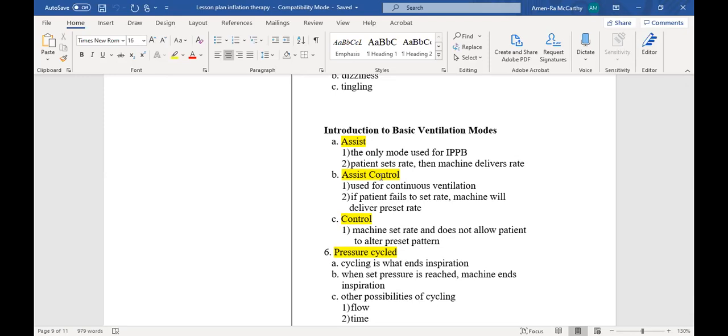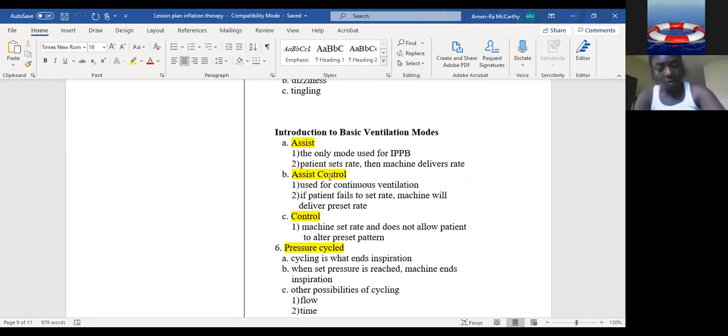So when you're sucking on the machine, either it's the IPPB machine that you're using, a regular Metanip, right? If they suck on the machine and it delivers a breath, well, if you suck on it, that's going to trigger a breath. Now that breath is going to continue to go into your lungs until the pressure is reached. When that pressure is reached, it's going to turn off, okay? The breath is going to stop, and that's called cycle, all right?